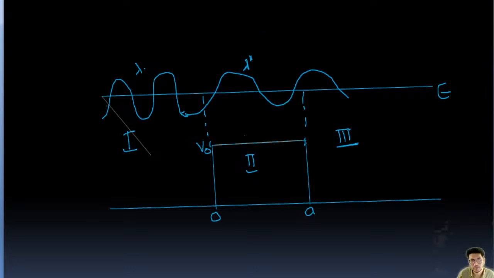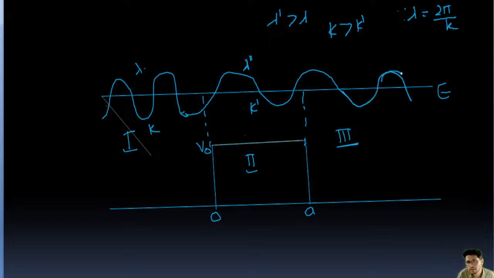Lambda dash is greater than lambda, or we can say if the wave vector for this is k and this is k dash, then clearly k is greater than k dash, because we know lambda equals 2 pi by k, or k equals 2 pi by lambda. So here again, in region third, the wave vector is going to be k, and the wavelength of the wave is going to be lambda, because there is no barrier, or there is no potential, in region third.